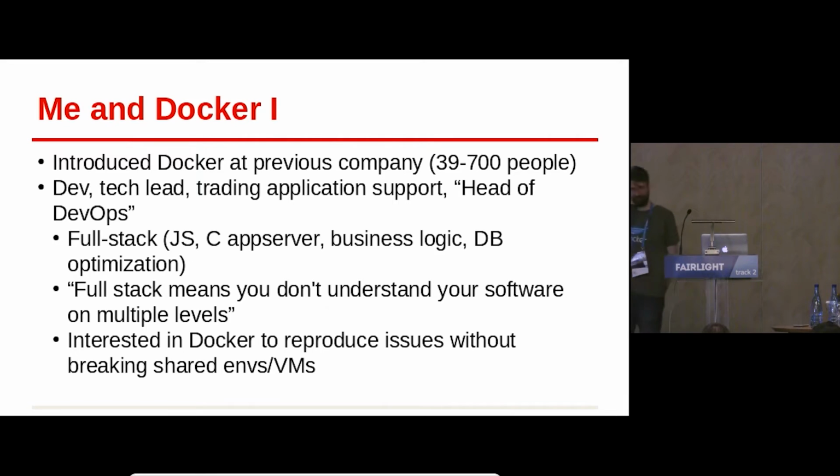So I joined a company 15 years ago, and they did the online transaction systems for gambling across the world. So most of the big gambling names use our systems. And we were 39 people when I started, and when I left, we were 700. So I started as a dev, and then became a tech lead, and then, because I had kids and I wanted regular hours, I moved into application support, trading application support, and eventually became head of DevOps.